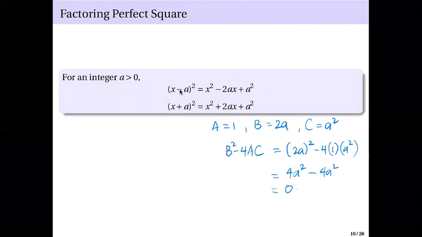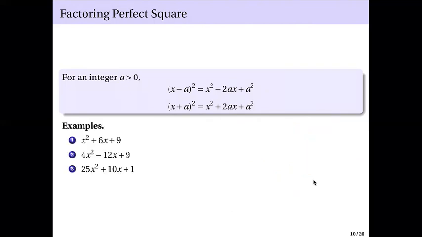Of course, we did this plus part. If you have the minus, b will be negative here, but again, you'll just have negative 2a squared. So that negative will disappear after squaring. So you will still get this guy here.